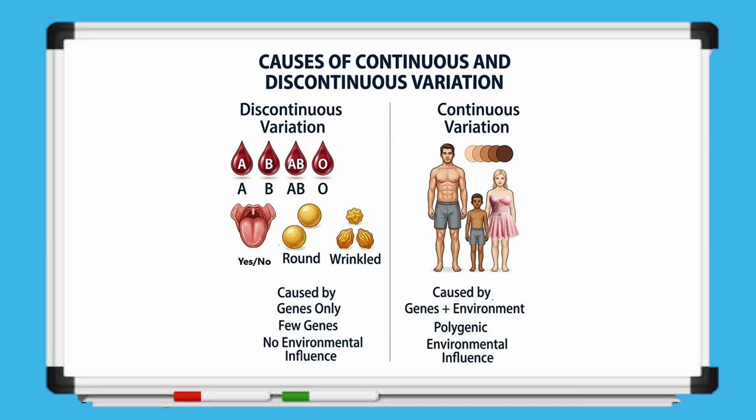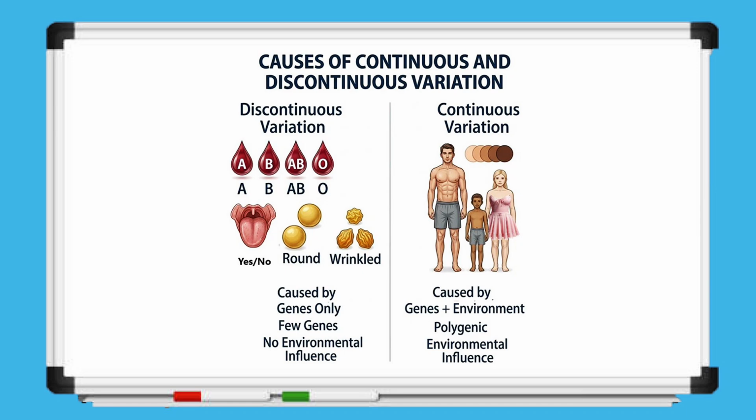In contrast, continuous variation refers to characteristics that change gradually over a range of values, often forming a normal distribution. Examples include height, weight, and skin color. This type of variation is caused by a combination of genes and environmental factors. It is controlled by many genes working together, known as polygenic inheritance. The environment also has a strong influence, for example nutrition affecting height. Common examples include human height, body mass, skin color, and leaf length.